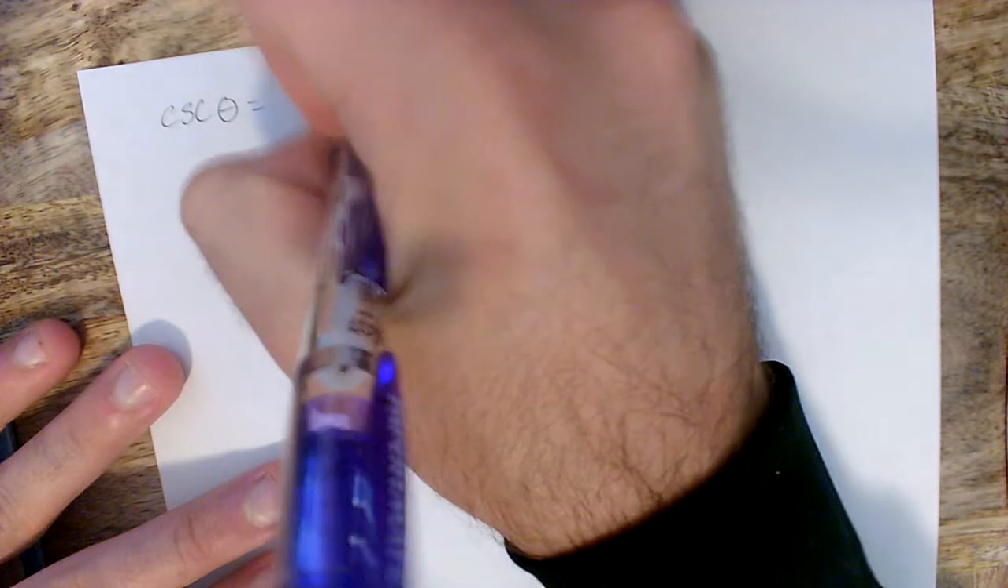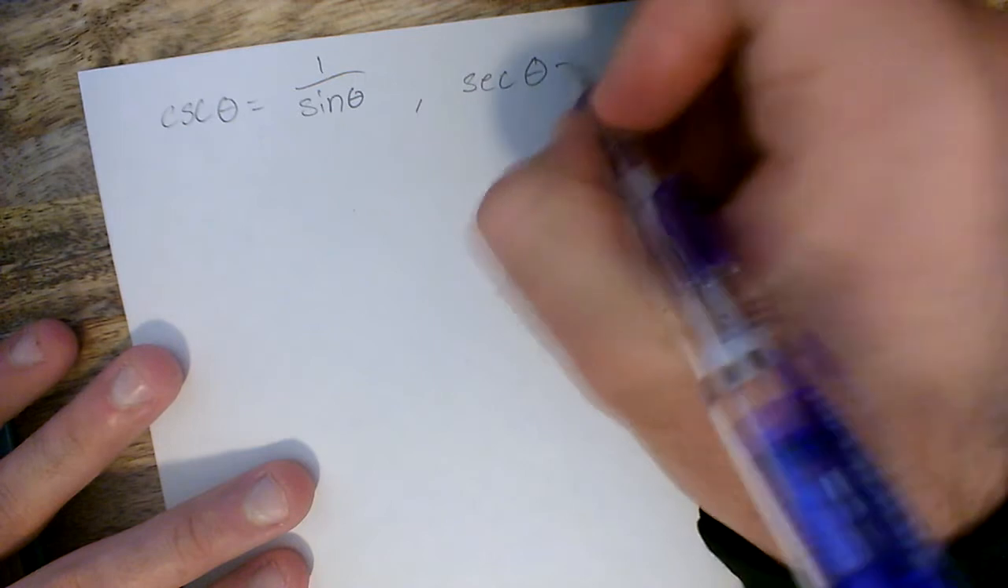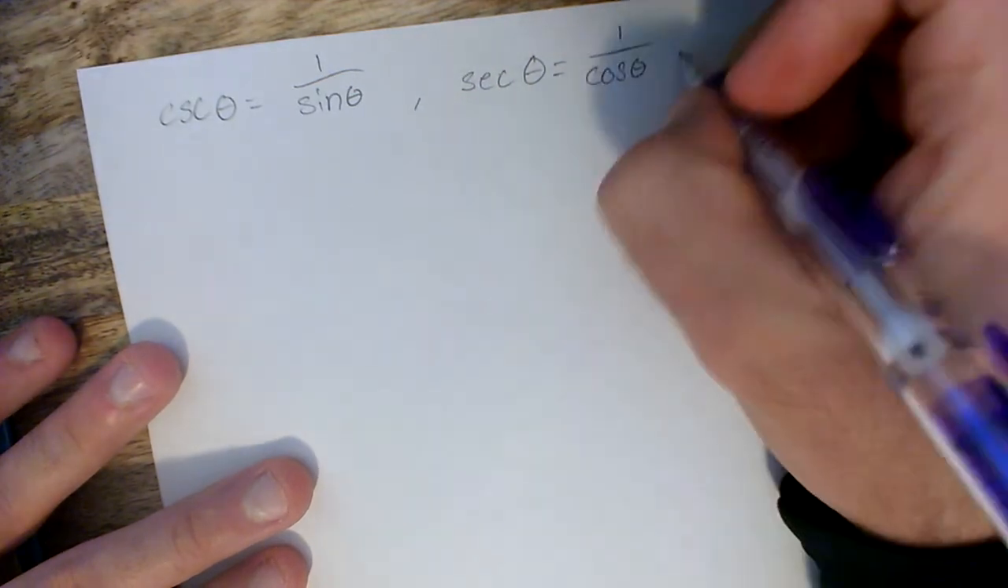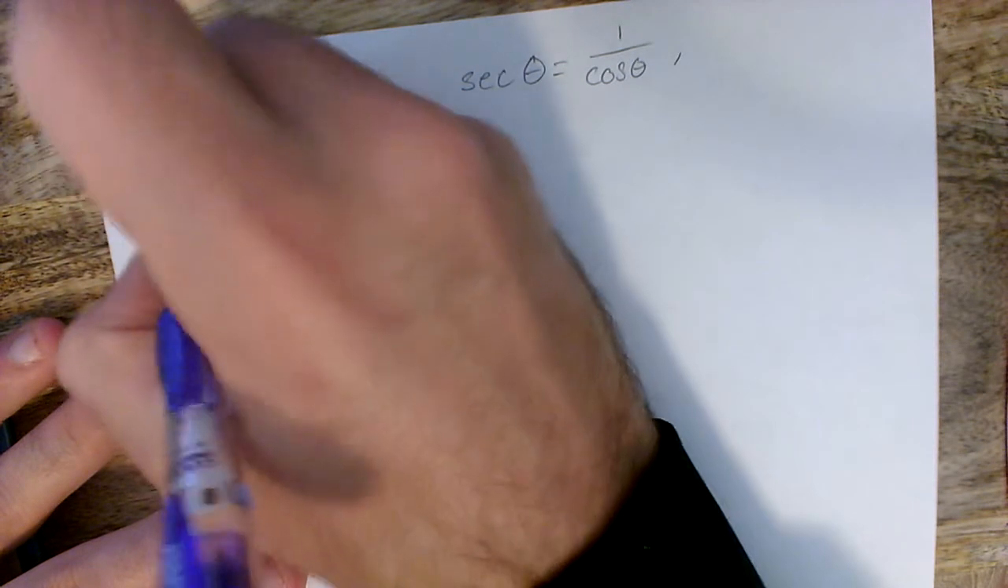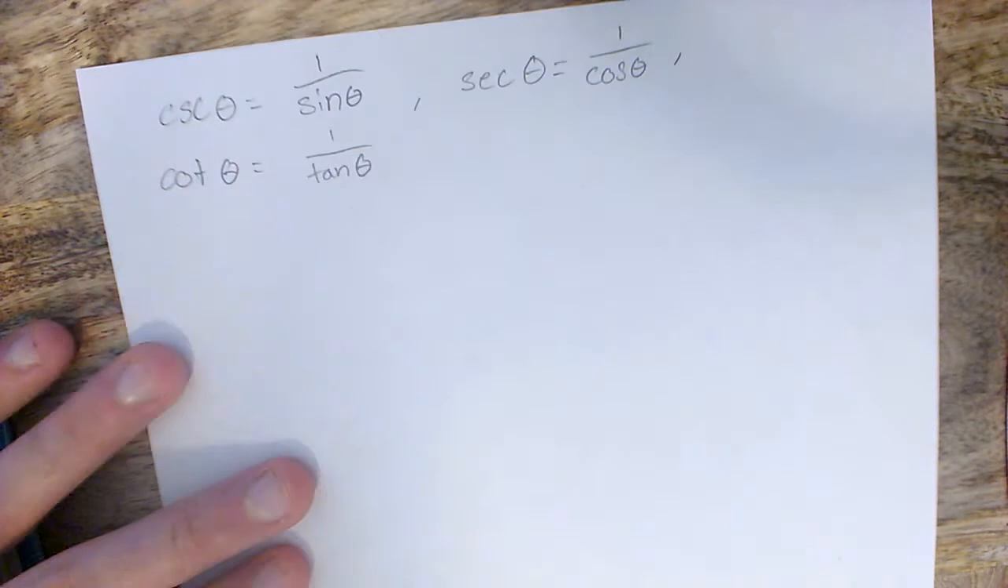So like I was saying before, cosecant, secant, and cotangent are reciprocals of the sine, cosine, and tangent, respectively. So we can keep this in mind. Cosecant of theta is equal to 1 over the sine of theta. Secant of theta is equal to 1 over the cosine of theta. And cotangent of theta is equal to 1 over the tangent of theta.